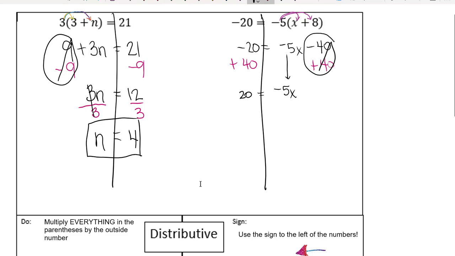Now I have a one-step equation. This negative 5 is multiplying the variable x, that's the coefficient. To eliminate negative 5 multiplying, I'm going to eliminate it by dividing both sides by negative 5. And now I'm simplifying. 20 divided by negative 5 is negative 4. Negative 5 divided by negative 5 is 1x.